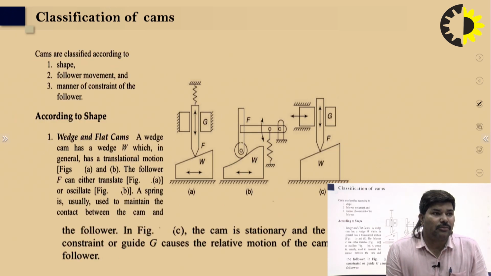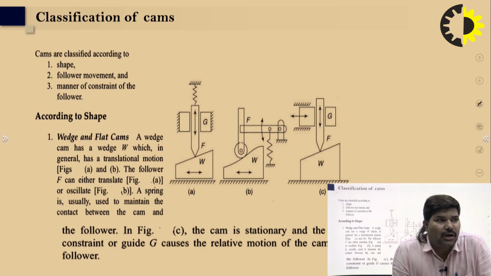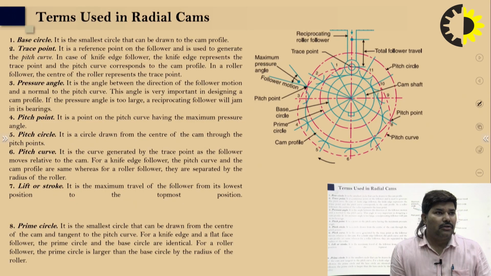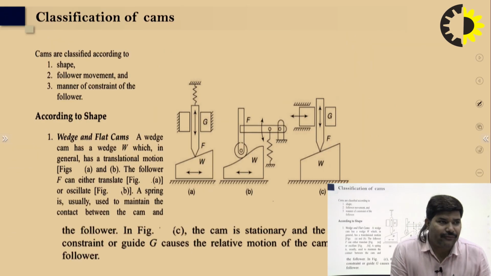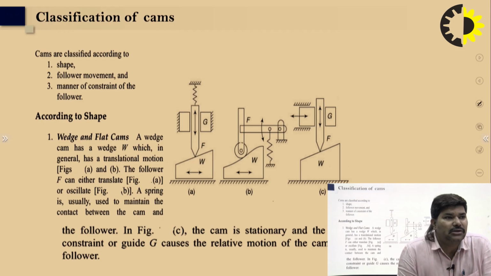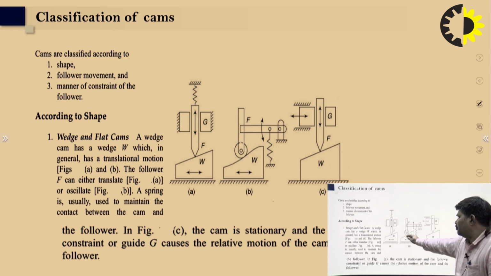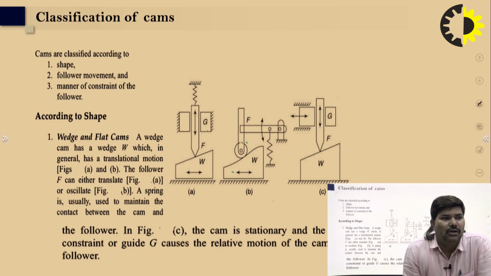Now coming to the terminology, there are other classifications by cam shape, the base, the follower movement, and the manner of oscillating. So the wedge cam is there, the wedge cam and flat face. The cam has a wedge W, which generally has translational motion. In figure W, the wedge W represents the cam, and this is the follower. The follower F can either translate or oscillate along this axis.